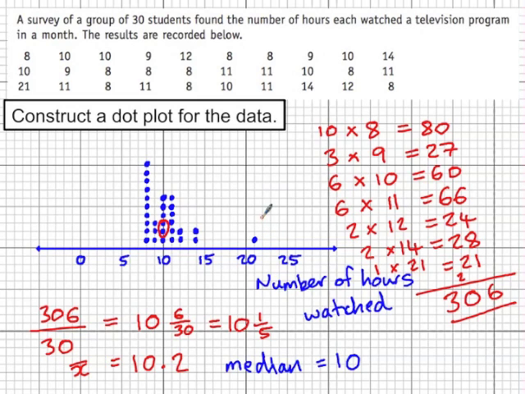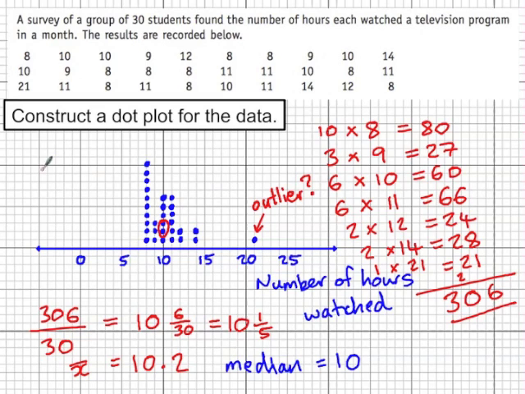Now this score of 21 looks like it might be an outlier. It may be that this was mistyped, it may be that the student misunderstood the question, but it seems unusually high compared to the rest of the data. We're not going to discount it, we need to check mathematically if it really is an outlier.